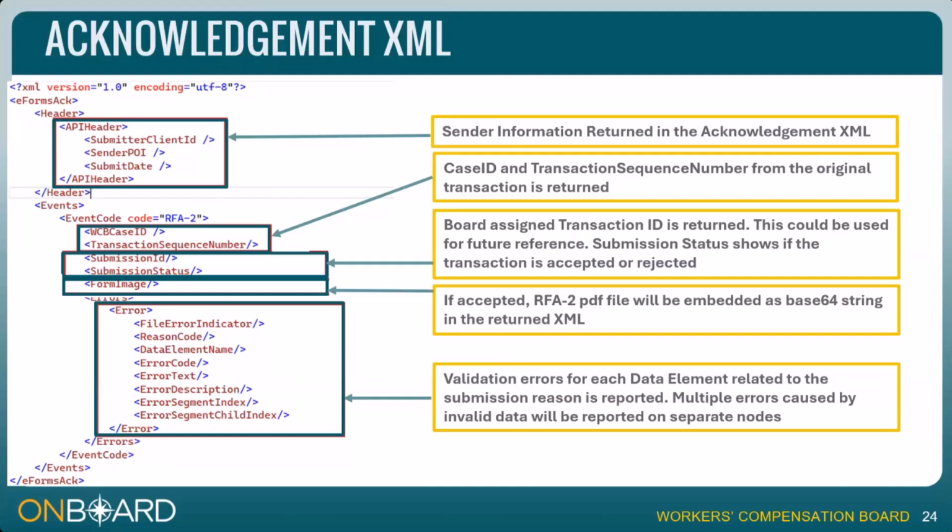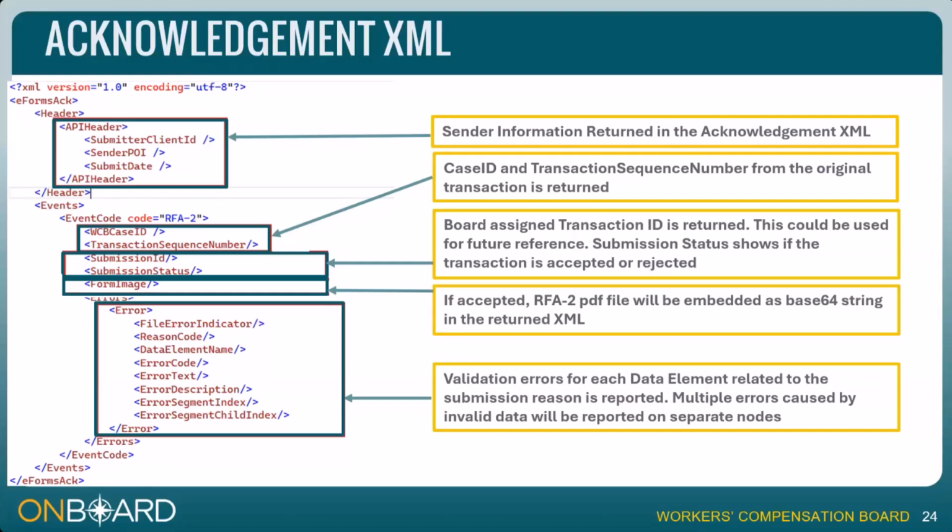This slide shows the structure of this acknowledgement XML. At the top, as seen, the sender information will be shown, followed by the transaction related information like WCB case ID, the transaction sequence number, and the submission ID, which is an ID generated by eForms. The submission status will indicate whether the transaction was accepted or rejected.